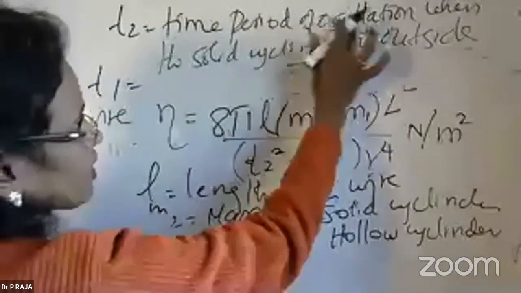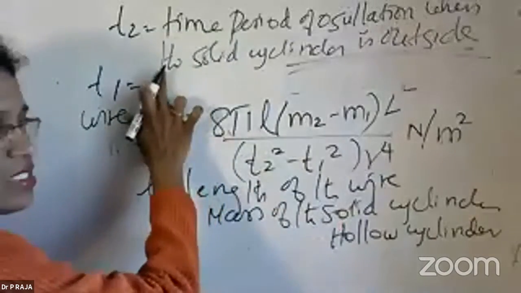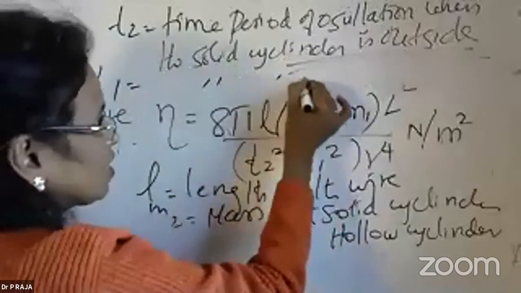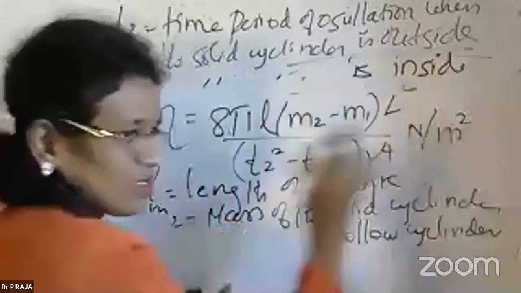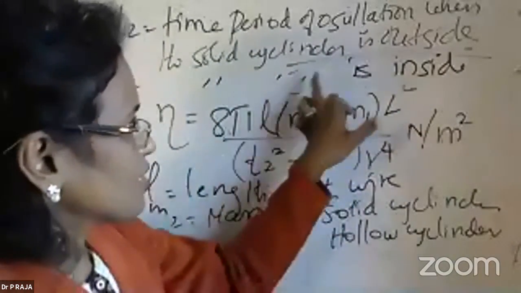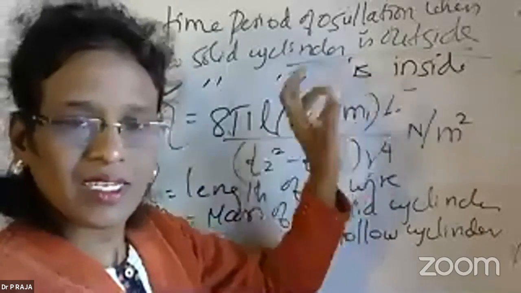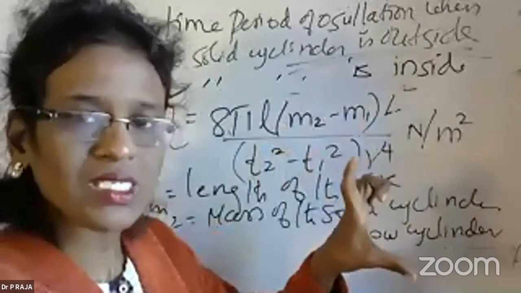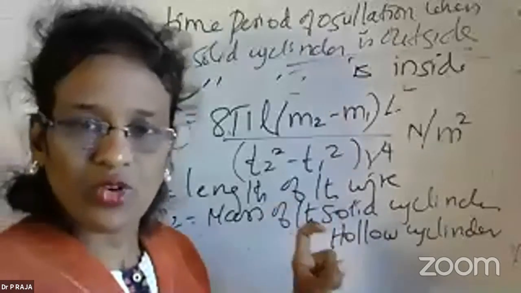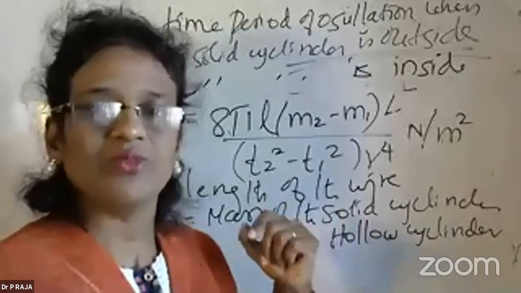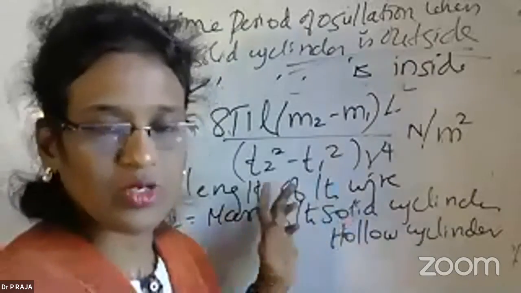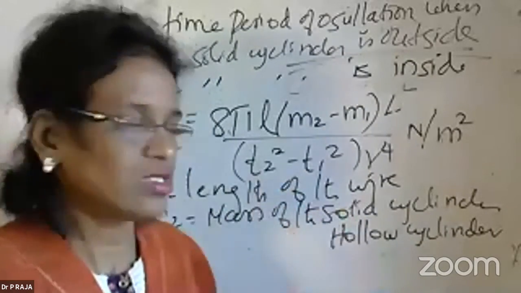The same thing: time period of oscillation when the solid cylinder is inside. Rearrange the position, place the solid cylinder inside, and repeat the experiment. Twist it, oscillate it, and take the time for 10 oscillations. Usually we give 2 trials. Because of the time, we may restrict it to 1 or 2 trials only.